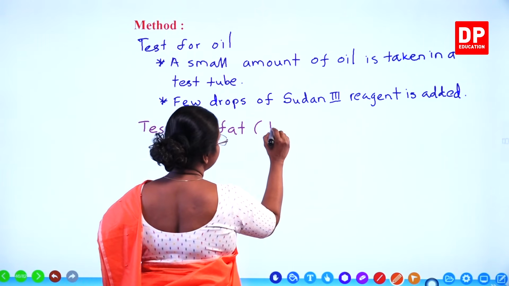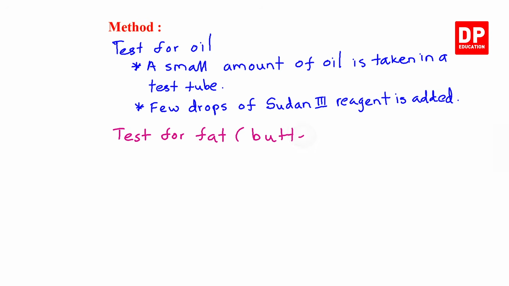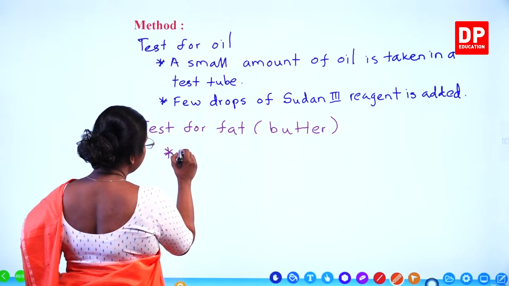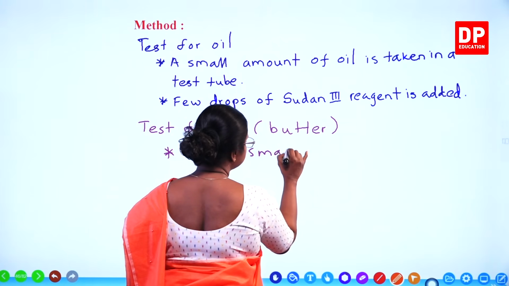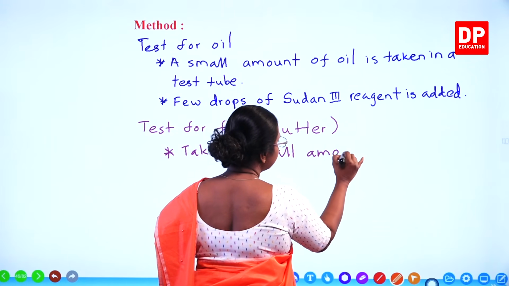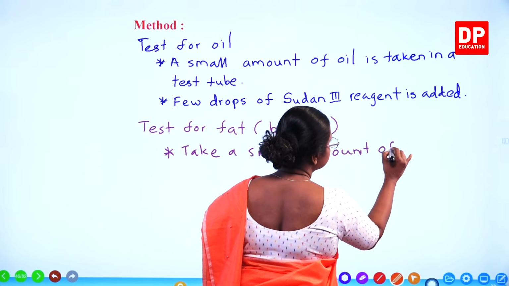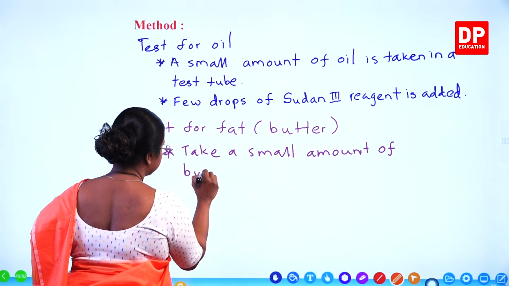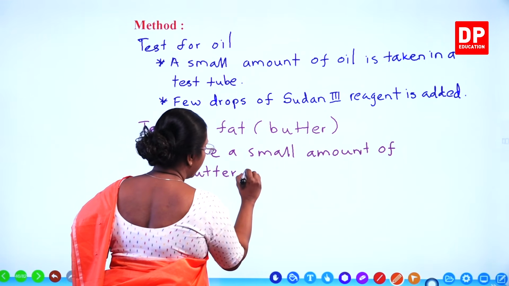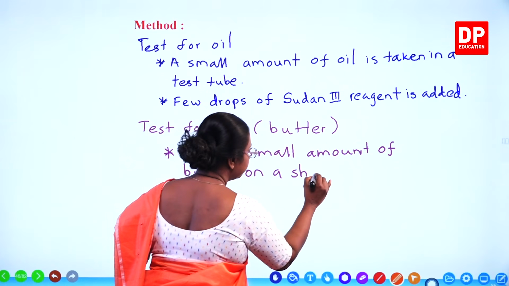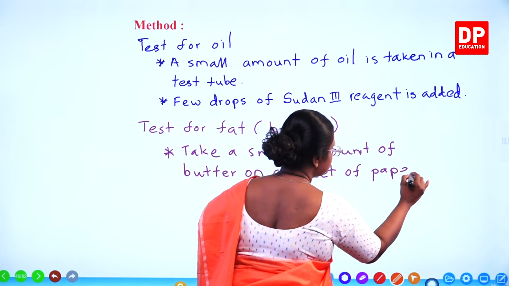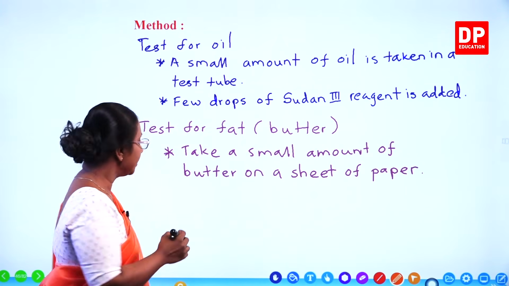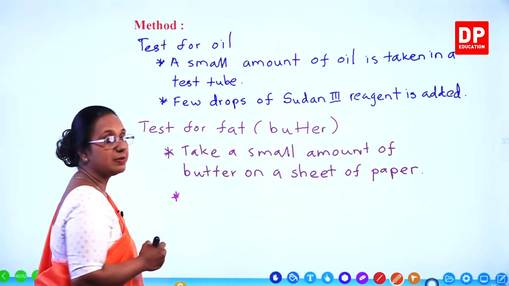Test for fat, here we take butter. Here we take a small amount of butter on a sheet of paper and we fold the paper and rub it together.